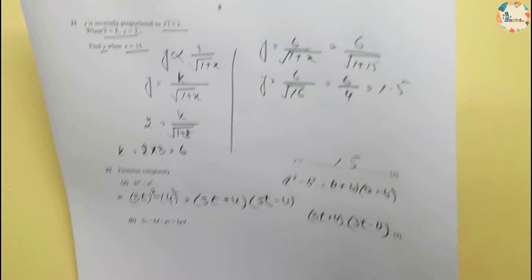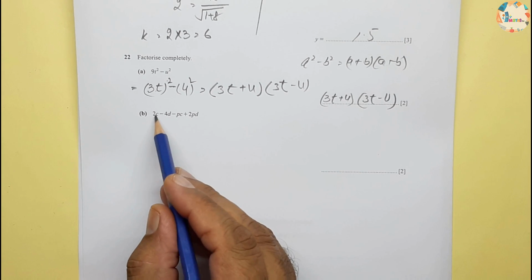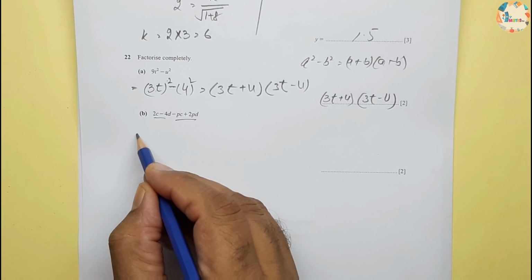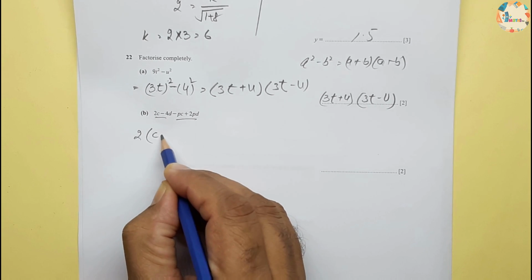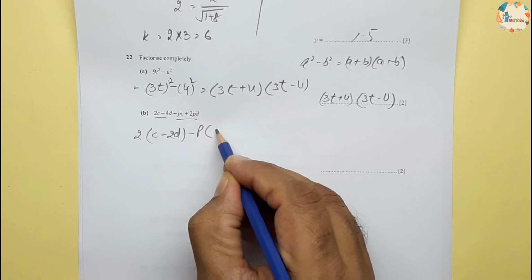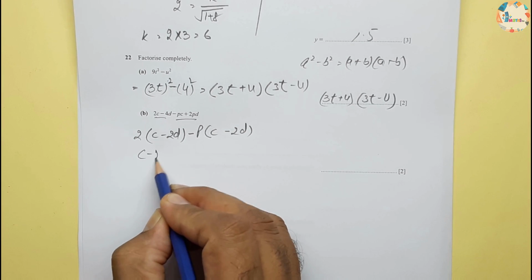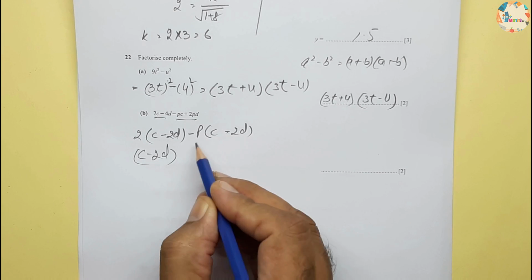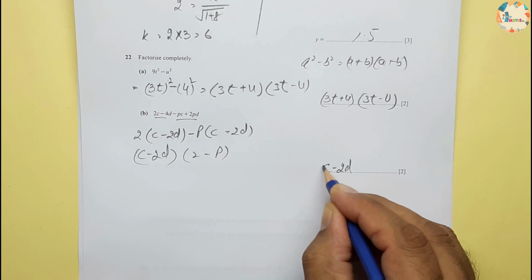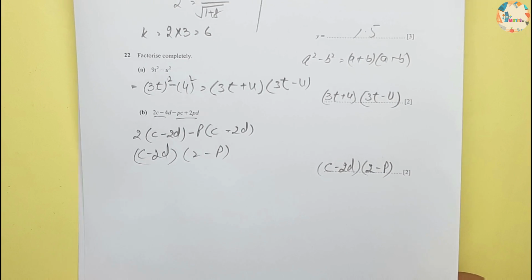Then comes part B. If we rearrange that one, we can take common from these two, and from these two we can take common, so it will be c minus 2d, and minus p we can take common, so c minus 2d. So c minus 2d, we can combine these two, and 2 minus p, so this will be our answer: (c minus 2d) and (2 minus p). This is done.